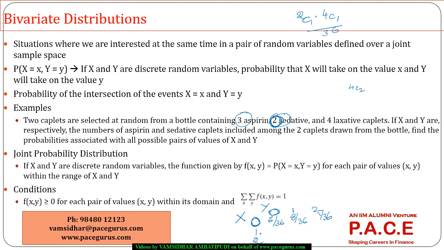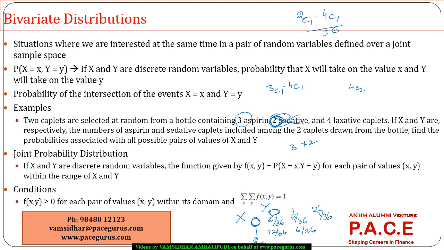Then I require 1 aspirin, 0 sedatives. I'll take the aspirin in 3C1 ways. Because there is no sedative, I have to pick 1 from the remaining laxative, which is in 4C1 ways, making it 12 by 36. Then 1 aspirin and 1 sedative: 3C1 into 2C1, 6 by 36 ways. 1 aspirin and 1 sedative can be picked.